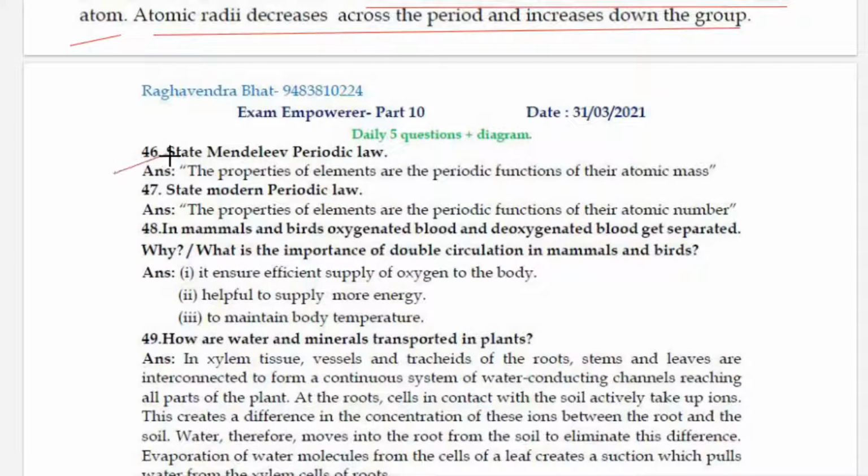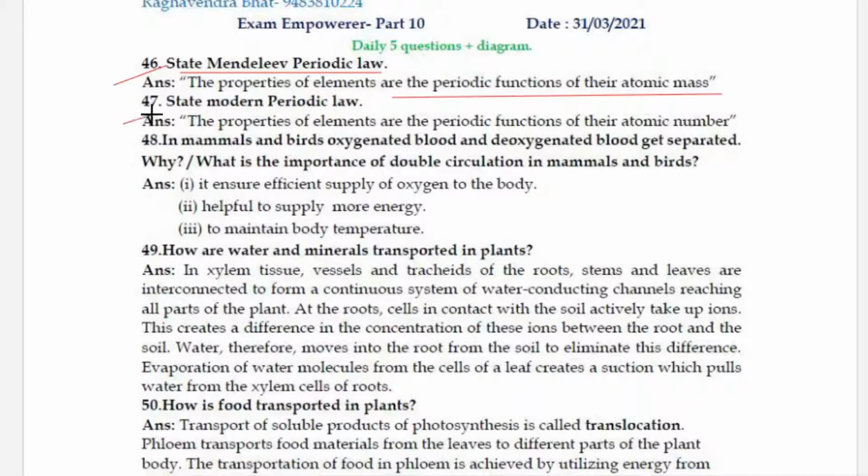Question number 46. State Mendeleev's periodic law. The properties of elements are the periodic functions of their atomic mass. Next one. State modern periodic law. The properties of elements are the periodic functions of their atomic number.